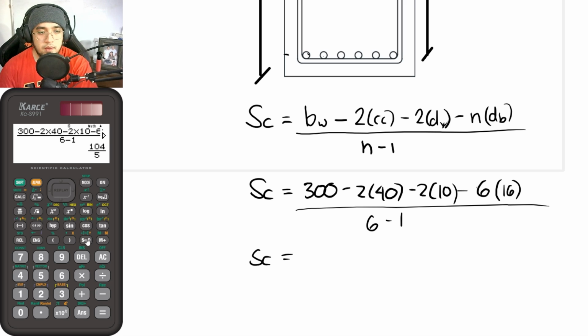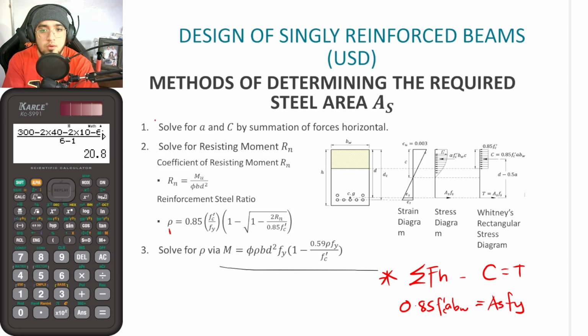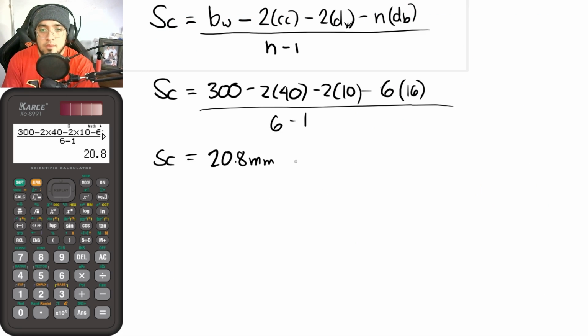So our clear spacing is 20.8 mm. Okay, so from that, guys, we will be checking for its adequacy according to the code. So according to the code, guys, these are now our maximum limit. So that is 4/3 the diameter of the aggregates, or bar diameter, or 25 mm. Okay, so going back to this slide, this must be greater than or equal to all of this.